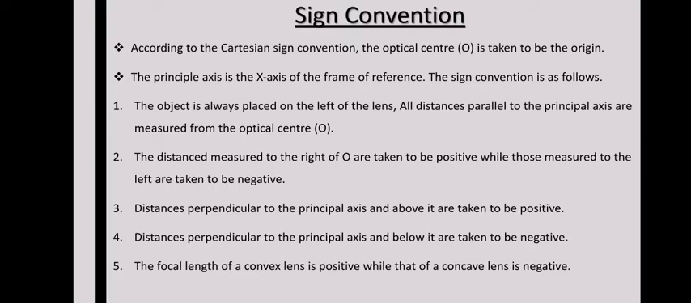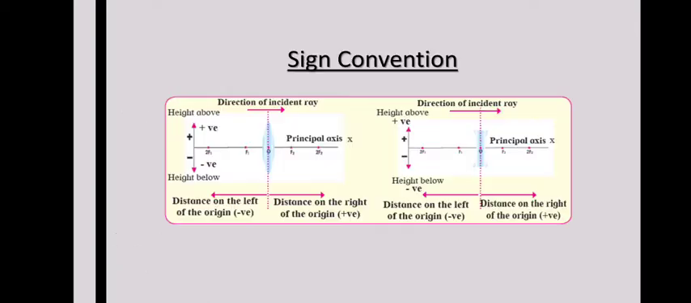So according to this Cartesian sign convention, the optical center is taken to be the origin. Now the principal axis is the x-axis of the frame of reference. So the sign conventions are as follows. The object is always placed on the left of the lens. Means on the left side, this side of it. Here.